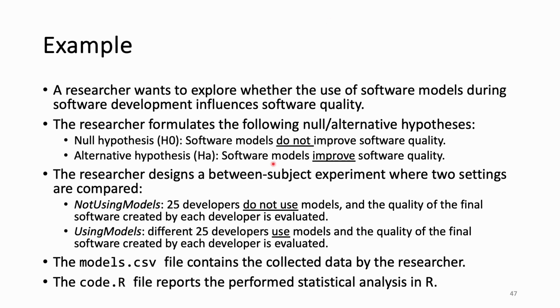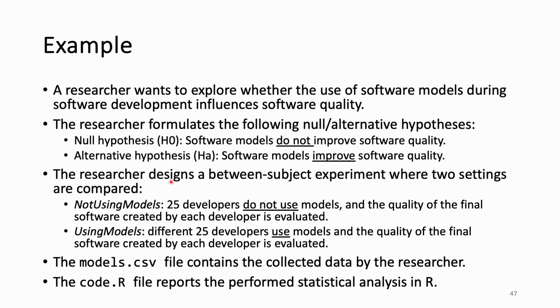So in the first step, the researcher formulates the hypothesis, the null hypothesis and the alternative hypothesis. The null hypothesis is that software models do not improve software quality. And the alternative hypothesis is that software models improve software quality. So once defining the hypothesis, then the researcher designs an experiment.